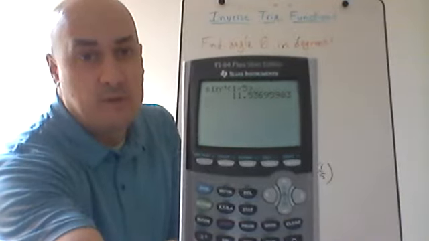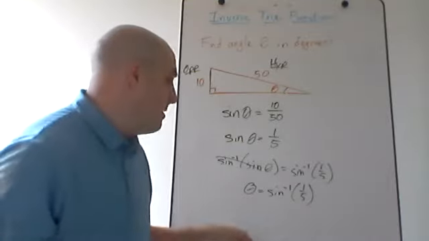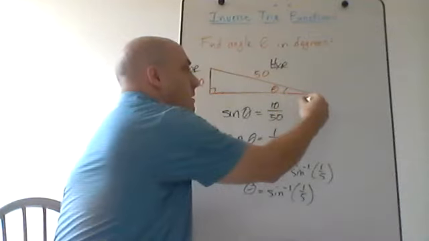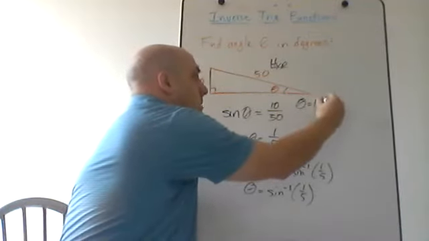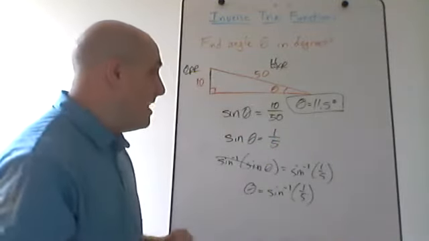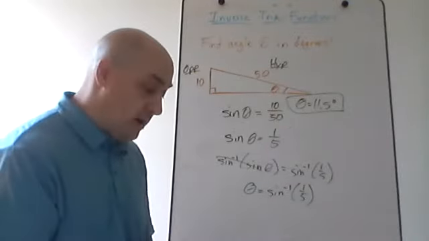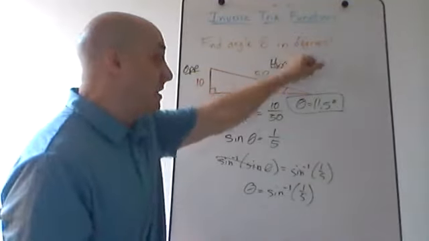Right, so I do sine inverse of 1/5 and I get 11.5, let's just call it 11.5 degrees. Right, so theta is equal to 11.5 degrees. Right, now, if your calculator was in radian mode instead of degree mode, you got a different answer there and a wrong answer if we're asked specifically for degrees.